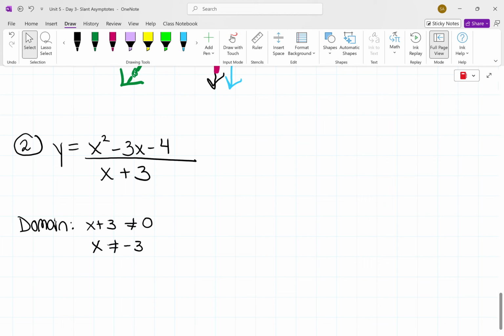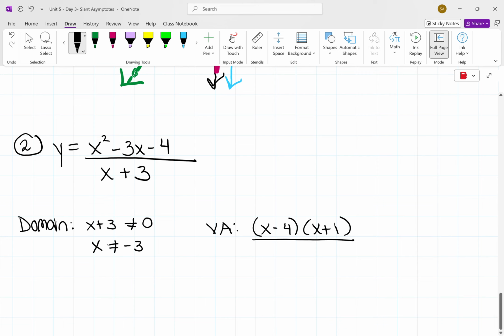Now, for the vertical asymptote, before I set the denominator equal to 0, I need to try to simplify. Can I potentially simplify this? Maybe. Let's see what happens. Can I factor that numerator? Yeah, we can factor. I'm going to get an x minus 4 and an x plus 1. And my denominator is an x plus 3. So I'm trying to simplify, but can I cross anything out when I do that? Unfortunately not. No, we cannot simplify.